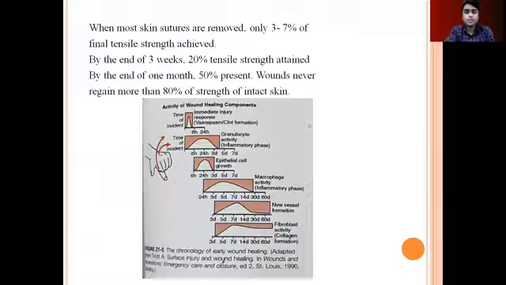This image shows the different phases of wound healing. The points to note here are that when most skin sutures are removed, only about 3 to 7% of the final tensile strength is achieved. By the end of 3 weeks, only 20% tensile strength is achieved. By the end of 1 month, about 50% is present, and wounds never regain more than 80% of the strength of intact skin.